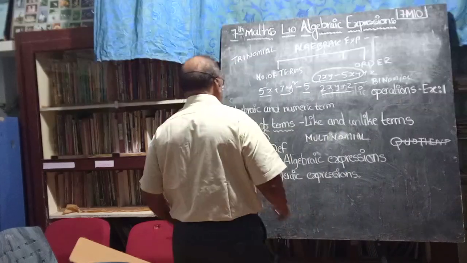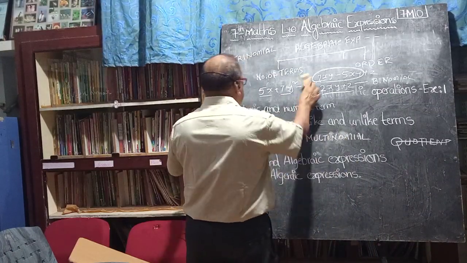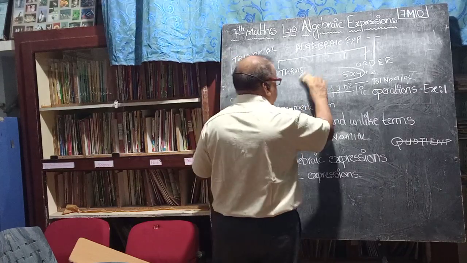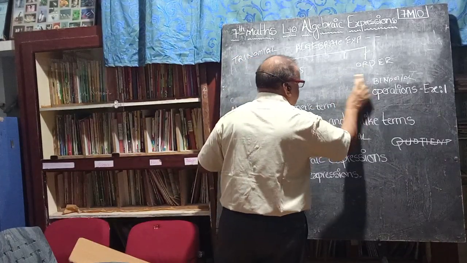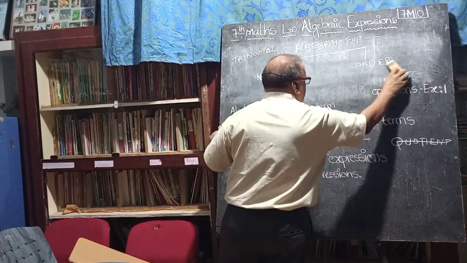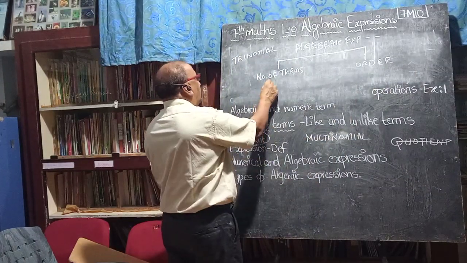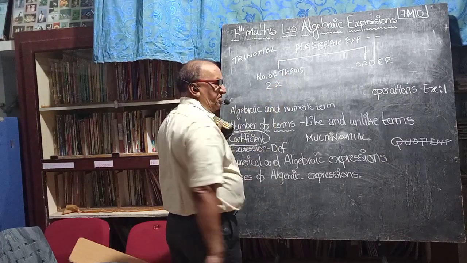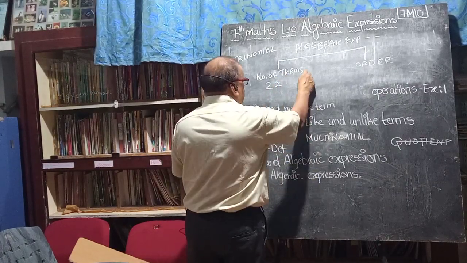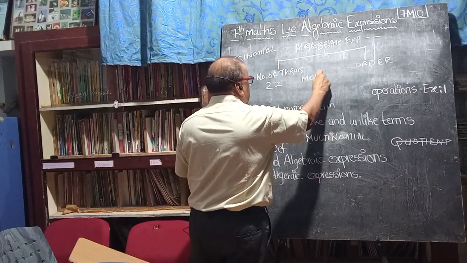Similarly, I will give you another example. So that means to decide whether something is a binomial, trinomial or monomial. Monomial, yeah, I forgot about it. 2x is a monomial, only one term. This is a monomial.